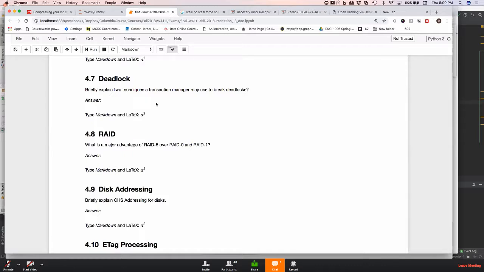RAID. What is a major advantage of RAID 5 over RAID 0 and RAID 1? Yes? Since it uses multiple... Yeah, that is true. So that would be an answer. Yeah. So yes, that would be true.